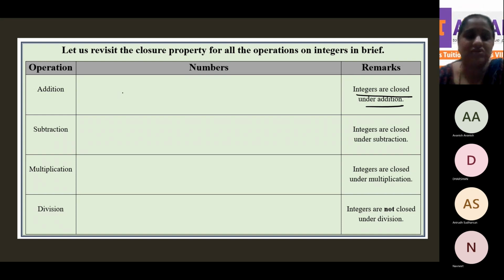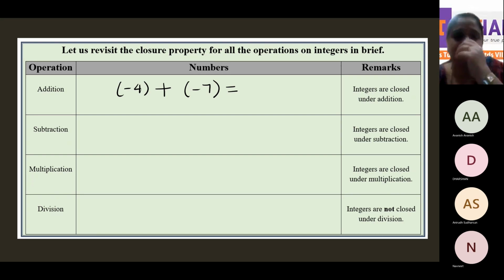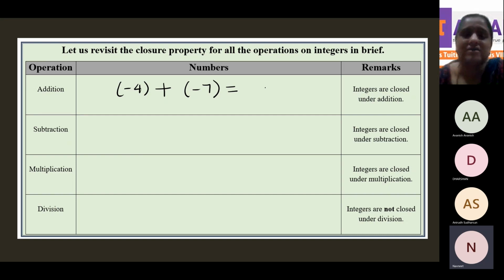Now let's consider two integers. -4 is an integer and say -7 is an integer. We're going to add these two integers. What is the result, children? What is -4 plus -7? -12, ma'am. Same signs, no? So we'll have to add 7 plus 4 is 11 and put the same sign. -11. Yes, -11.